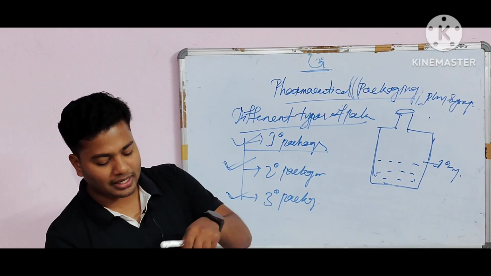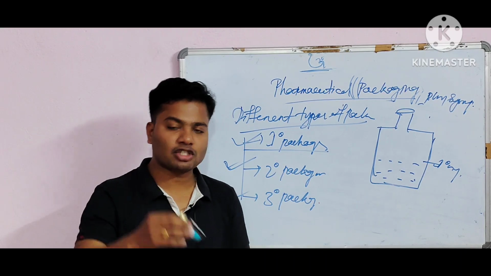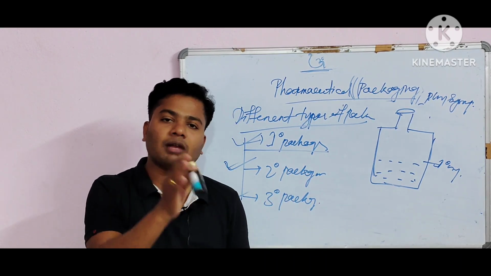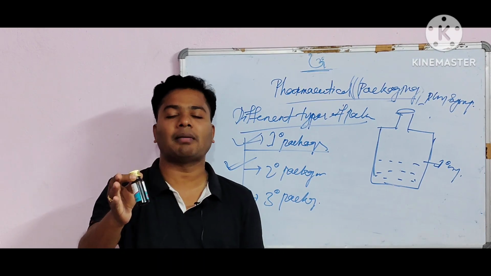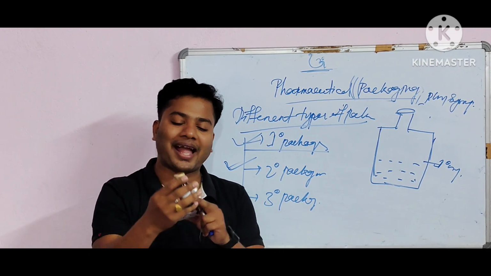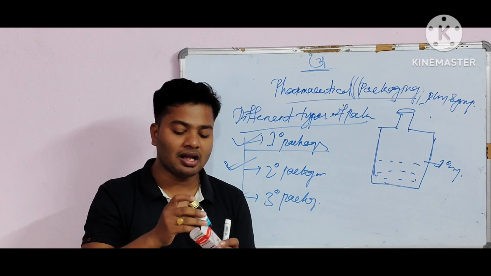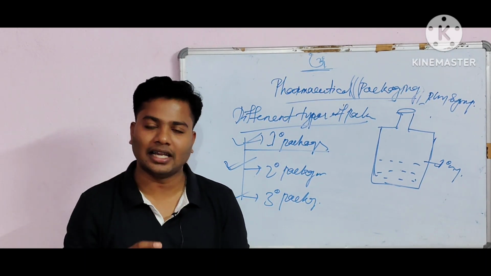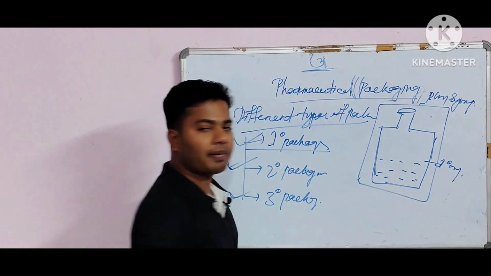Clear? This one is the primary packaging. And what do you mean by secondary packaging? The secondary packaging is the outside of the primary packaging. So when you package the outside of the primary packaging by using cartons, this is the secondary packaging. Clear? This one is the secondary packaging.